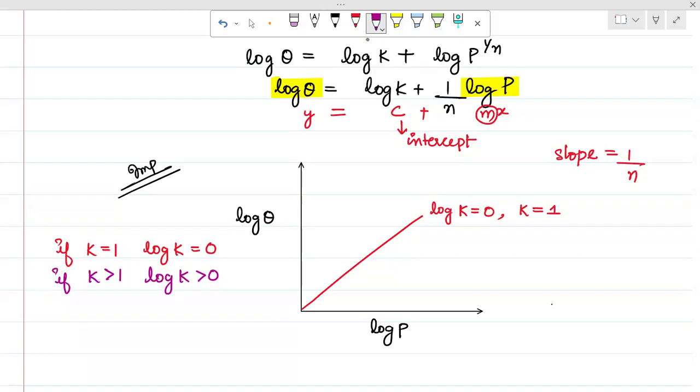For example, log 2 is 0.3. It is greater than 0. So any value greater than 1 will give a positive intercept. See, log k is the intercept. Slope is equal to 1 by n and the intercept is equal to log k. And if the value of k is greater than 1, log k will take positive values, and hence this is how the line will be. See, this is the intercept that you will be getting, and this is positive. So this is when log k is greater than 0 and the value of k is greater than 1.